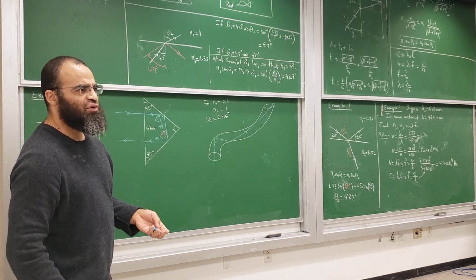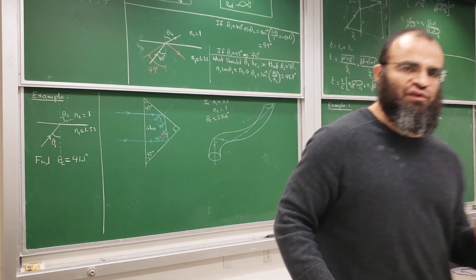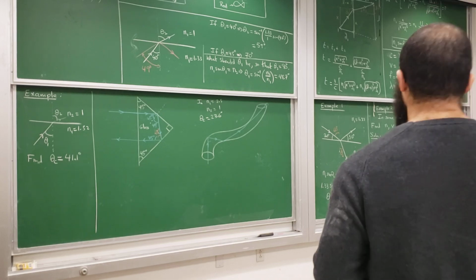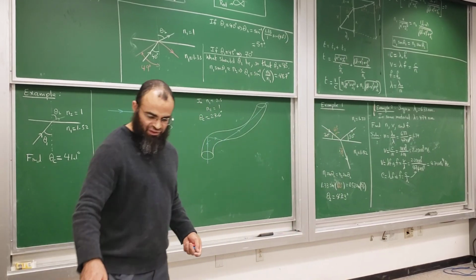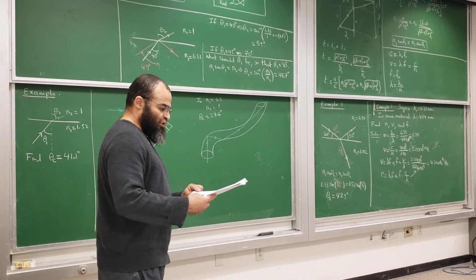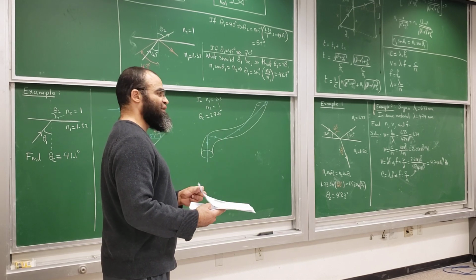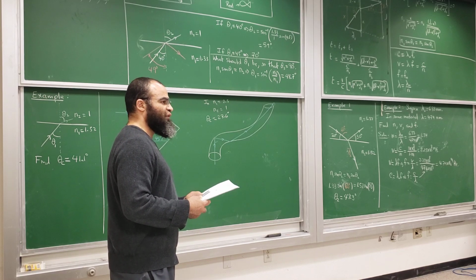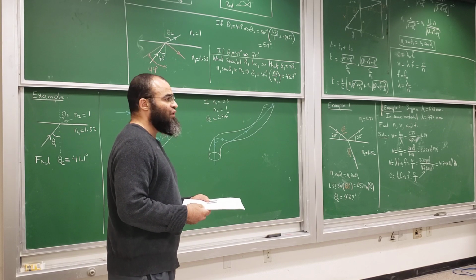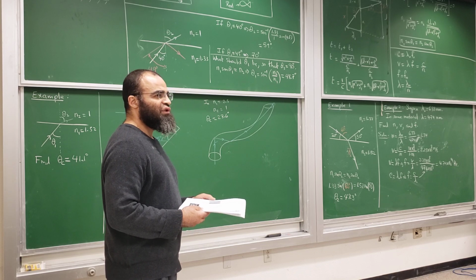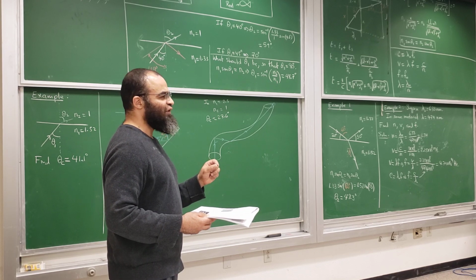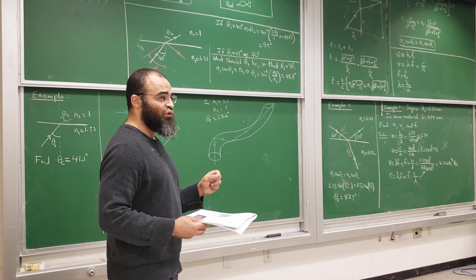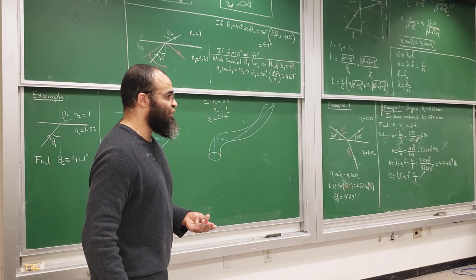The next topic is dispersion. One more topic, 2 more topics, as I mentioned: dispersion and polarization. Dispersion is the dependence of the index of refraction on the wavelength. So different wavelengths experience different indices of refraction.